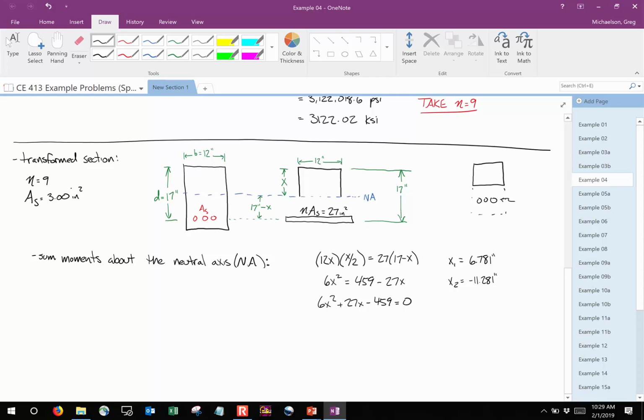So what is the neutral axis? It is 6.781. Sound good? Now, keep in mind, that neutral axis is where the centroid is, the centroid of the cracked section. Because of that, if I want to compute the moment of inertia, I can do so in a little bit of a shorter fashion. I'm going to draw a table very similar to what we've seen before, but it's going to be a lot shorter, okay?